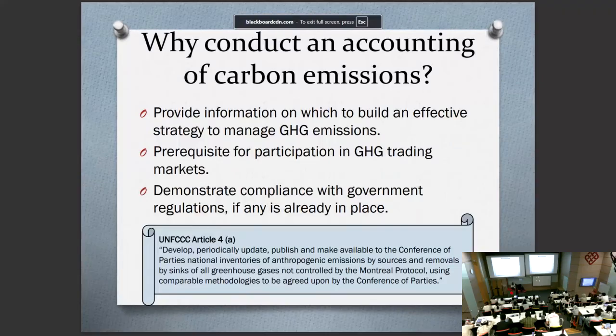Why conduct an accounting of carbon emissions? It provides information on which to build an effective strategy to manage greenhouse gas emissions. So after we have assessed the carbon footprint emissions, we know the area or the sector which leads to the highest carbon emissions. Then we can inform the policymaker where to put the effort and the resources.